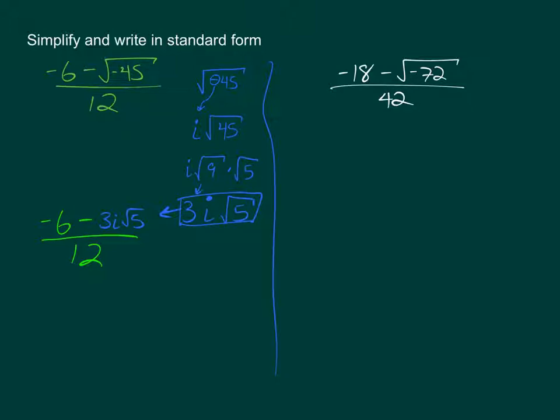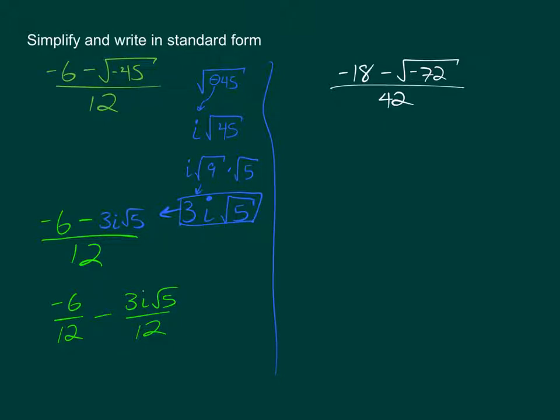The last bit of simplification is when we start talking about standard form. And all that really means is you take this negative 6, you put it over 12. Whatever sign is between these two terms ends up between the fractions. And this ends up being 3i square root of 5 over 12. We're just taking each term in the numerator and giving it the denominator 12.